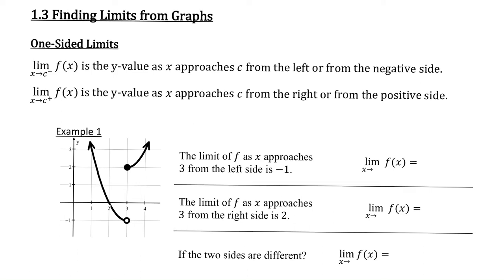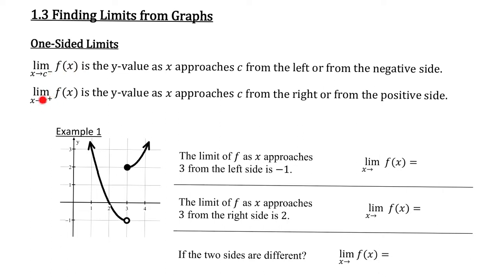In 1.3, we're going to be finding limits from the graph, but we're going to add one-sided limits to what we learned last class. Okay, so for one-sided limits, this is the notation we're going to learn. The way I say that, or what a one-sided limit is, f of x is the y value as x approaches c from the left or from the negative side. So this little negative here is just telling you which side we're approaching c from. So this is the limit as x approaches c from the negative side of f of x.